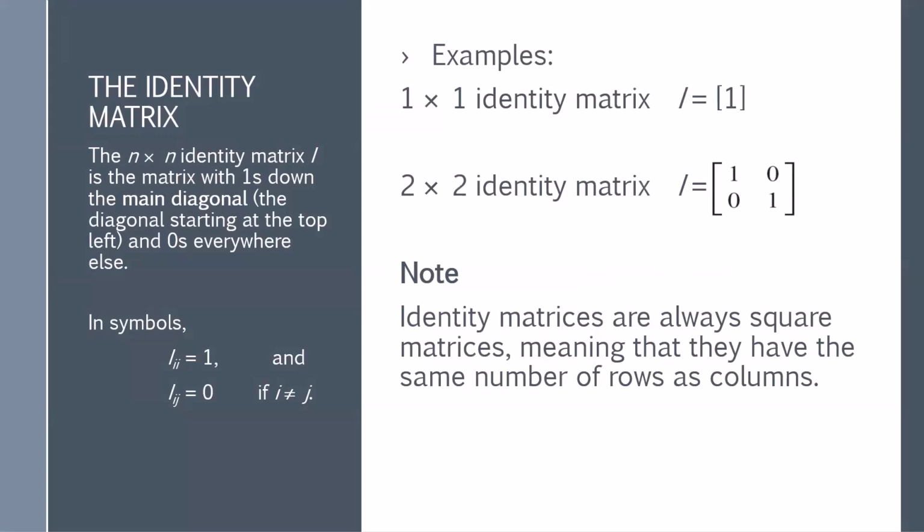The identity matrix is an n by n matrix that has ones down the main diagonal and zeros everywhere else. So the 1, 1 identity matrix is simply a 1. The 2, 2 identity matrix is going to have ones in the 1, 1 position and the 2, 2 position. These identity matrices are always square, and they have a lot of really nice properties.